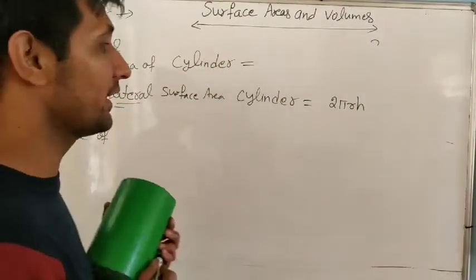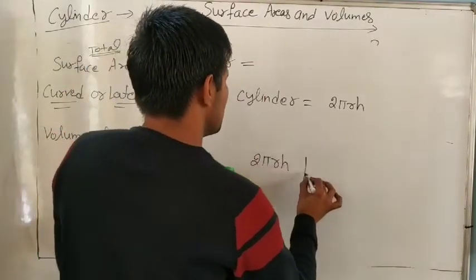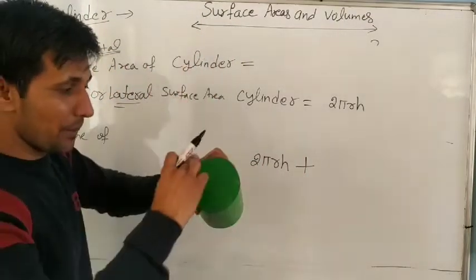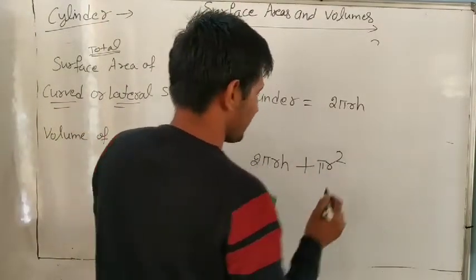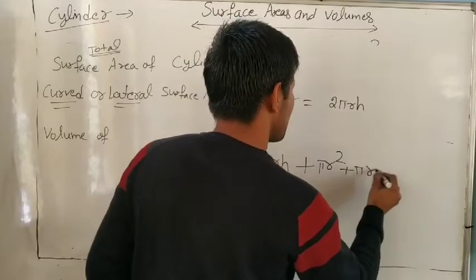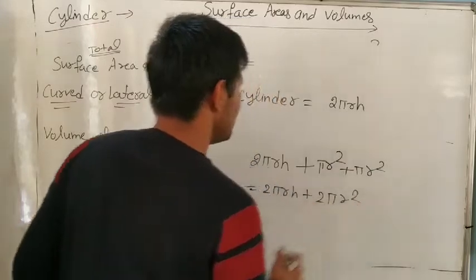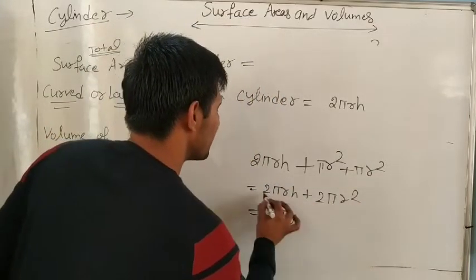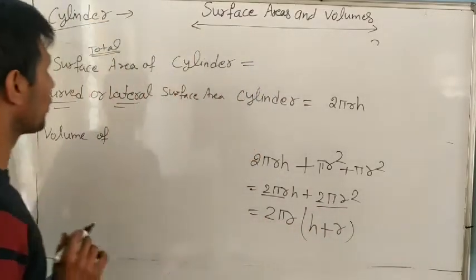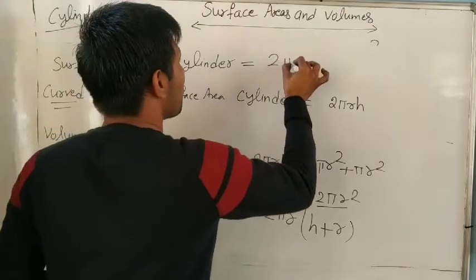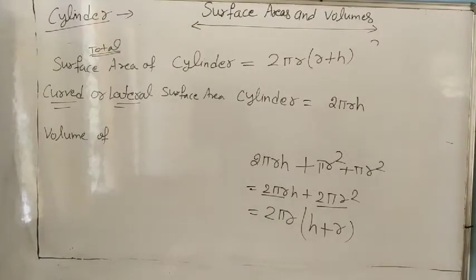Now total surface area. Total surface area is curved surface area 2 pi r h plus area of top. Top is a circle, so area of circle is pi r square, and base is also pi r square. So 2 pi r h plus 2 pi r square. What is common? 2 pi r. What remains? Here h plus r remains. So total surface area of cylinder is 2 pi r into r plus h. Do you understand, everyone? Okay.